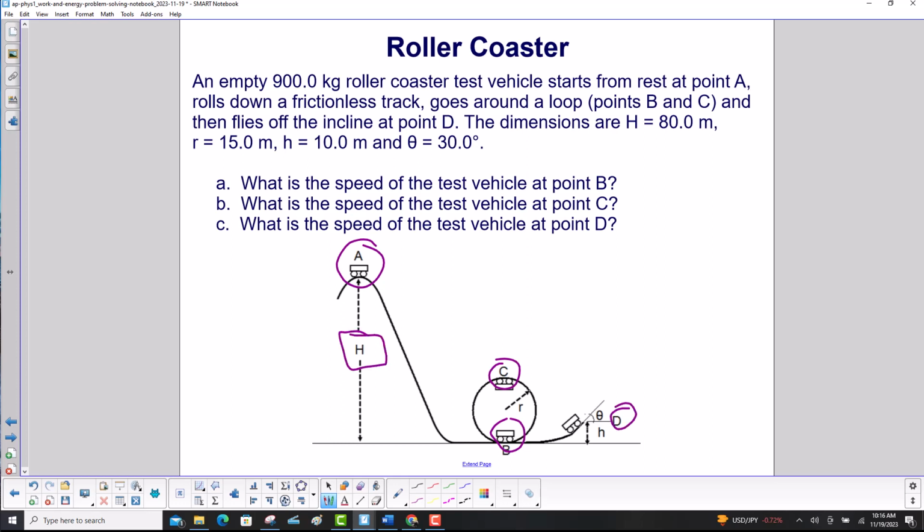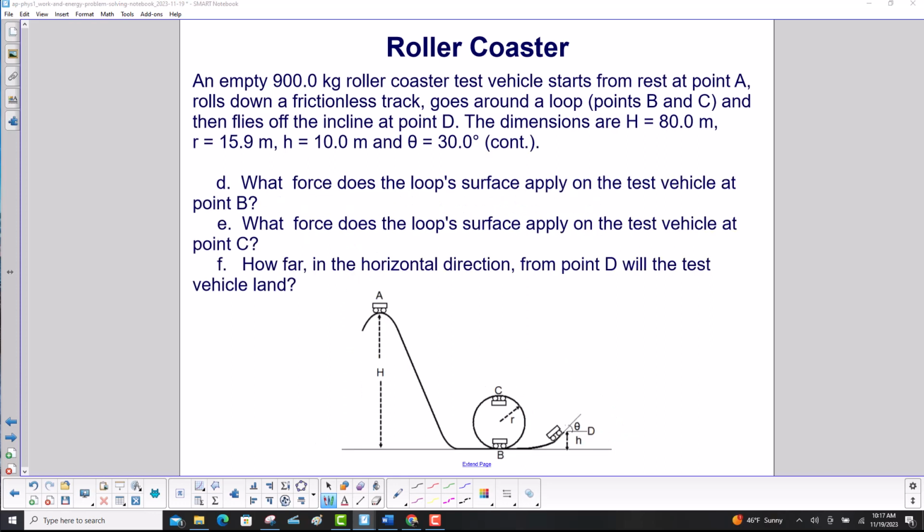Here's uppercase H, here's lowercase h, and there's theta. A. What is the speed of the test vehicle at point B? B. What is the speed of the test vehicle at point C? And C. What is the speed of the test vehicle at point D?